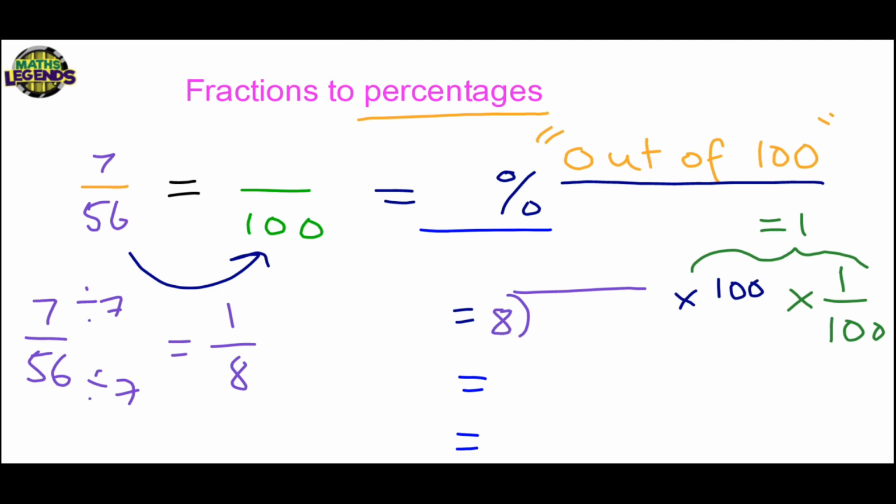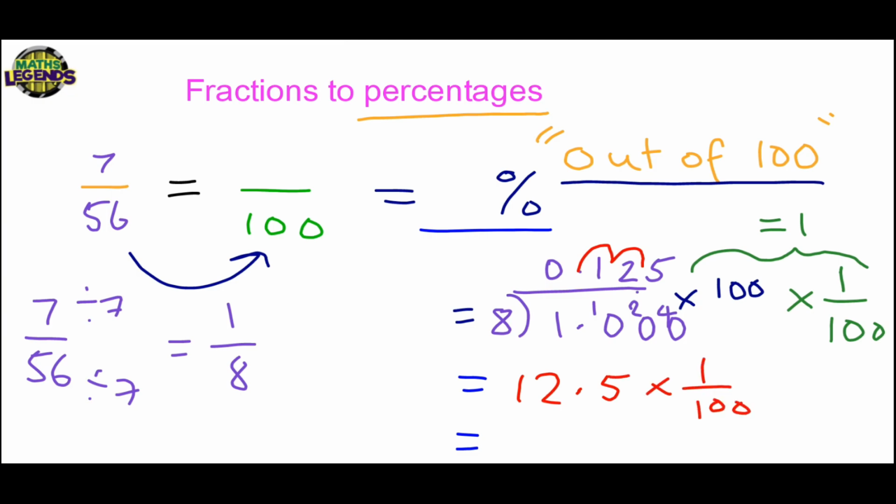So we place the 8 on the outside, place the 1 on the inside. We got 8 into 1 is 0, place the decimal point, 0, and we have 1 to carry forward. 8 into 10 is 1, place another 0, we have 2 carry forward. 8 into 20 is 2, another 0, and we got to 16, so we have 4 to carry forward, and it's 5. So now, using the same approach as before, this times 100, we can move this decimal point 2 places along. So this becomes 12.5 times 1 over 100, which is the same as 12.5%.